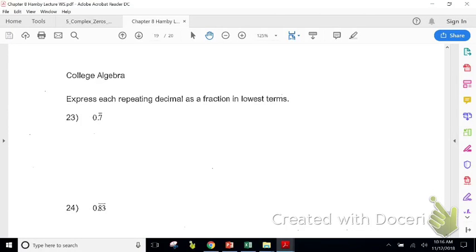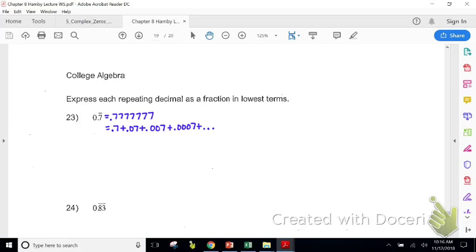Right, so let's express each repeating decimal as a fraction in lowest terms. So remember that 0.7 repeated is like 0.77777777, and it keeps going, which is also the same as saying it's 0.7 plus 0.07 plus 0.007, isn't it? So if I found the sum of all those numbers, then I would find what the decimal is as a fraction.